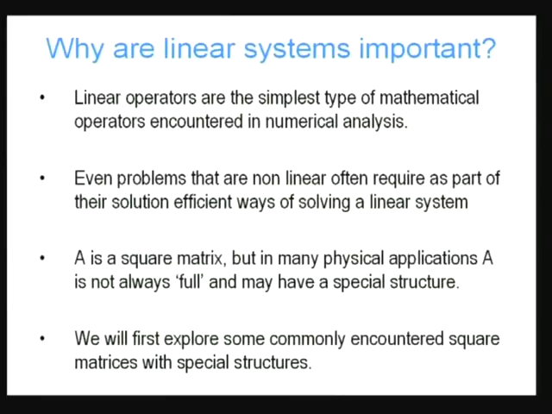Recall our definition of linear systems, which we obtained earlier, which says that we want to solve the system Ax equal to y. Typically, in those linear systems, A is a square matrix. But in many physical applications, A is not always full and may have a special structure. We will first explore some commonly encountered square matrices with special structures.